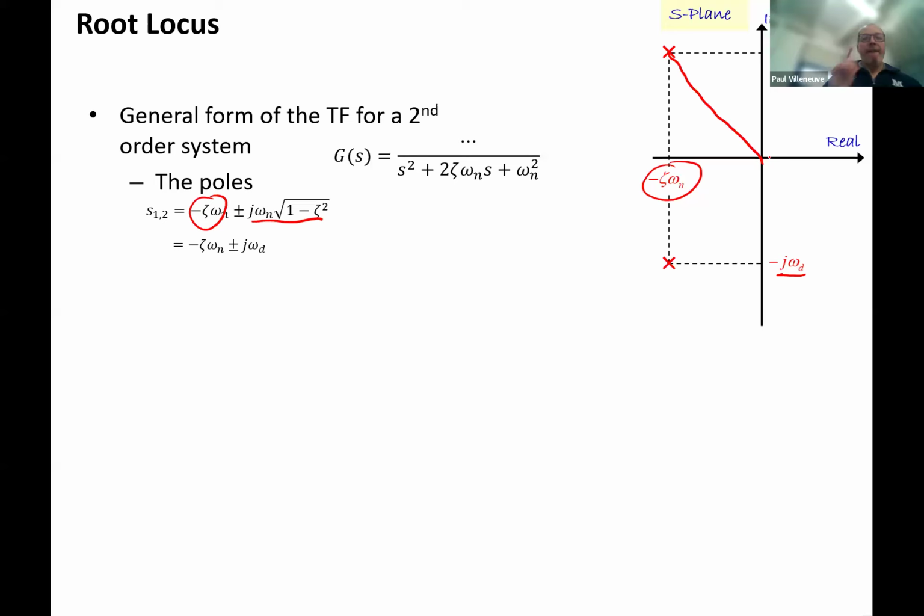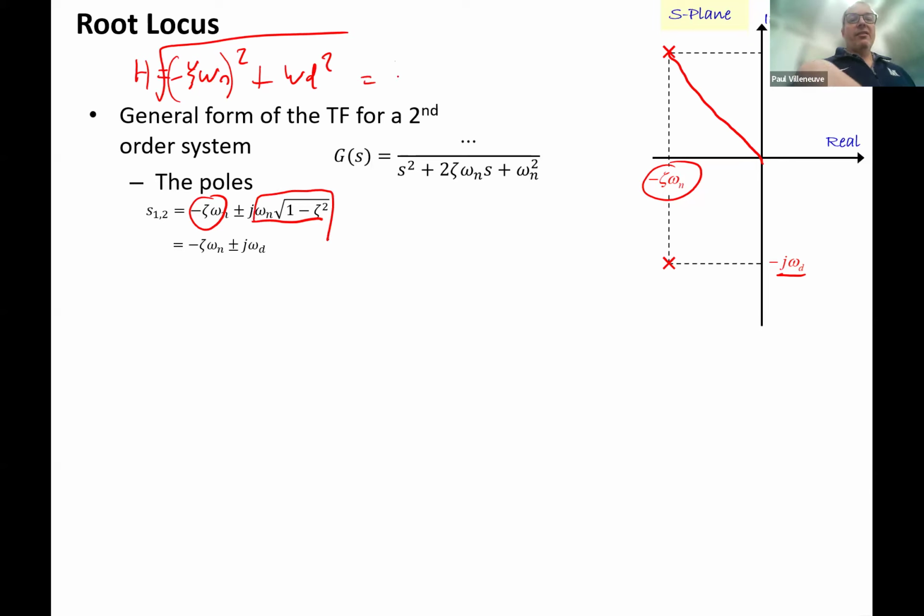Not E of S, no. We can do the hypotenuse, right? So we can have the real part squared, zeta omega sub n negative squared, plus omega sub d squared, and we can square root that, right? But we know omega sub d is equal to this. So that's equal to the square root of zeta squared omega sub n squared plus omega sub n times 1 minus zeta squared. That whole term is squared, correct?